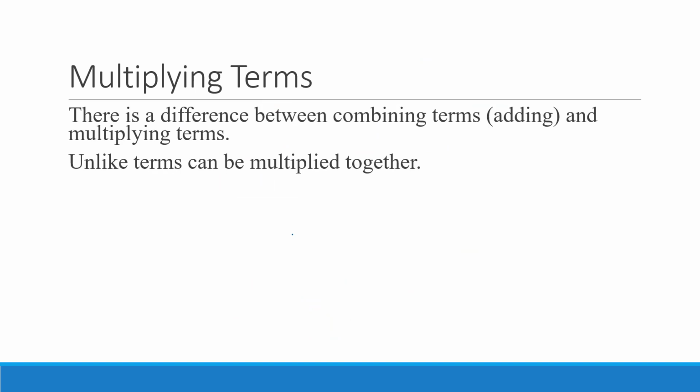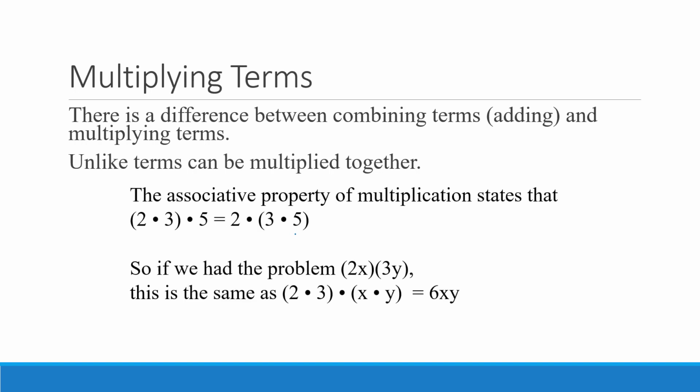Now, there's a big difference between combining like terms, which is adding, and then multiplying terms. Unlike terms can be multiplied together, and they can be multiplied using the associative property. So if you had something like 2x times 3y, again, these can't be added, but they can be multiplied. So essentially what you're doing is the 2 times 3, which is going to give you the 6, and then x times y, again, you can't really multiply them together, but you can write them side by side, indicating that they're being multiplied together.